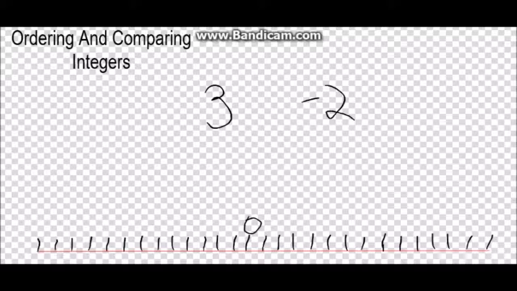Now we can check which ones. We'll start off with greater and least. Which one's greater? 3, obviously, because 3 is on the positive side and -2 is on the negative side, which means 3 is greater. Now you can compare their absolute values.